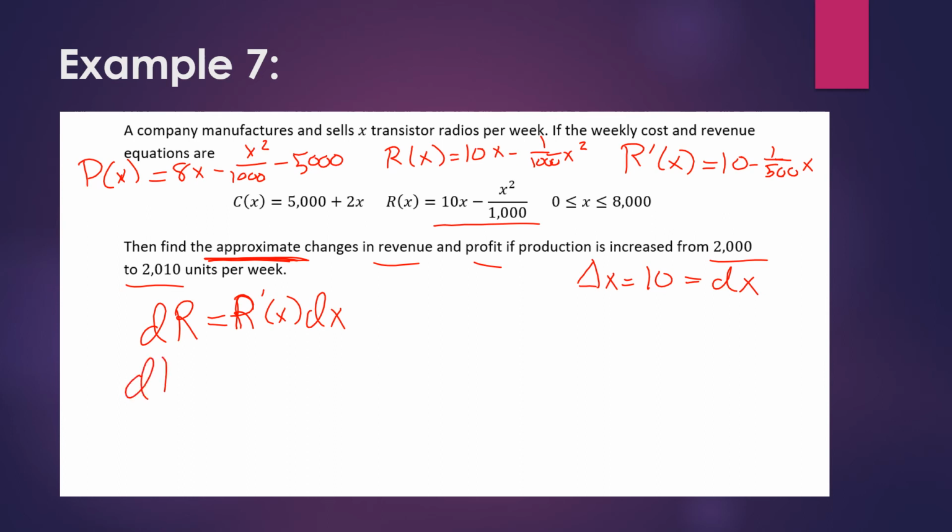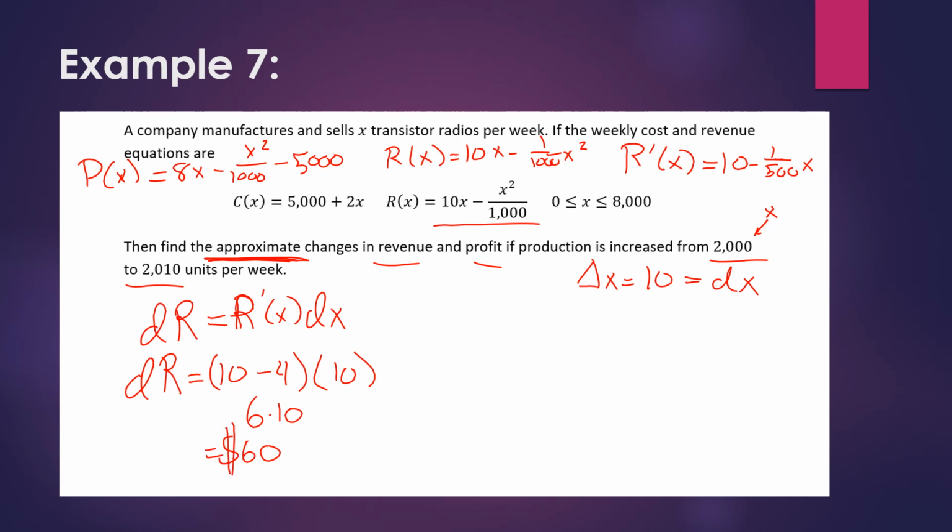So dR is going to be, and we can even plug in 2,000, because remember, we're starting at 2,000. This is our x value. If we plug in 2,000, I'm going to get 10 minus 2,000 divided by 500 is 4, minus 4. And our dx is 10. I'll get 6 times 10, which is 60. So our change in revenue is $60.